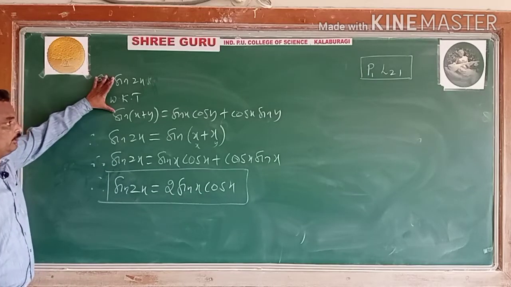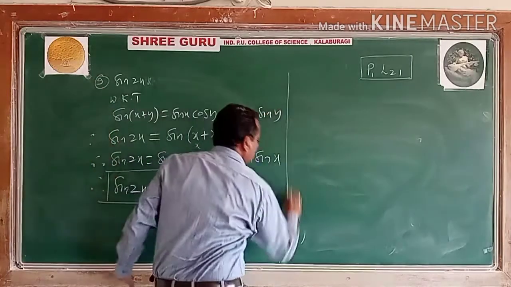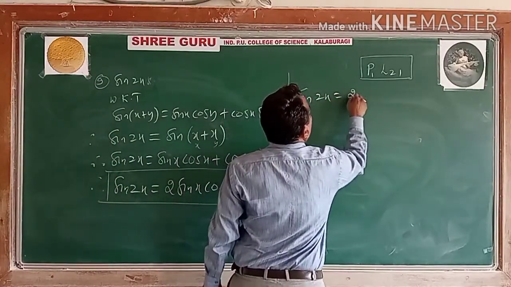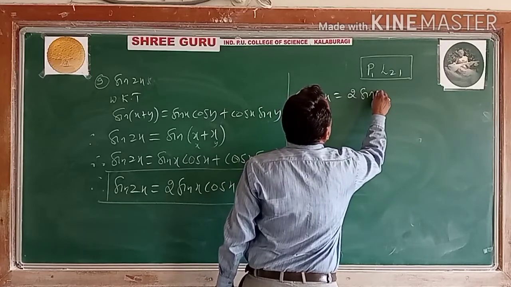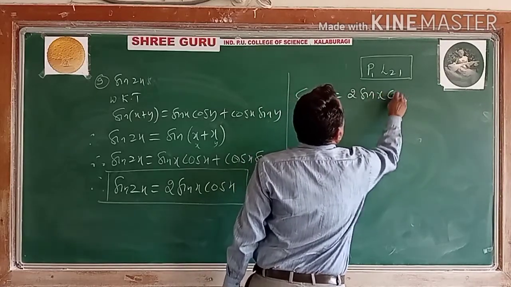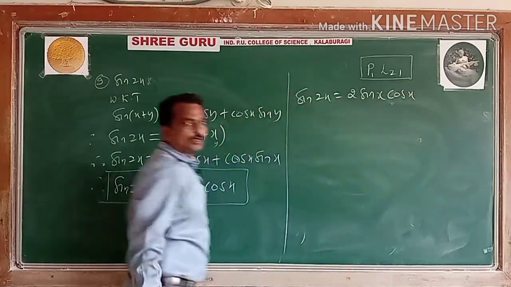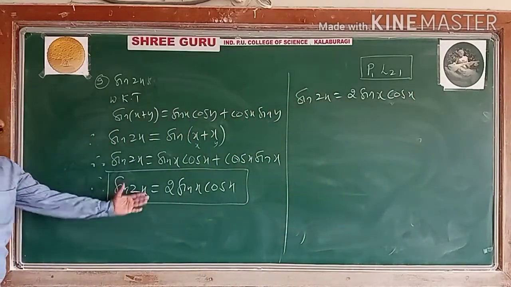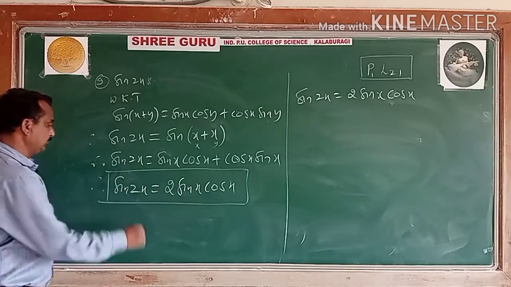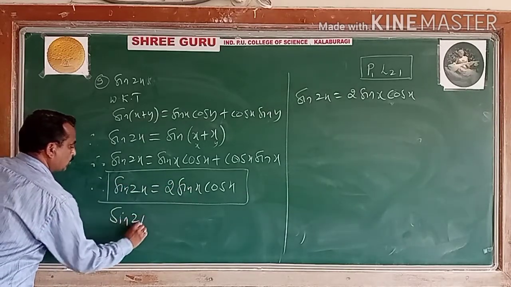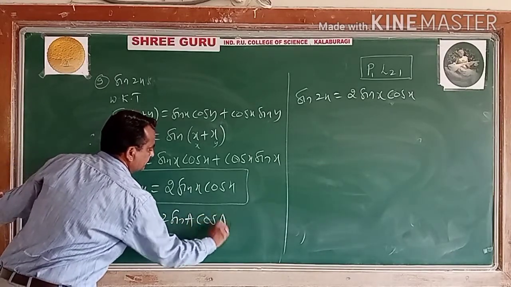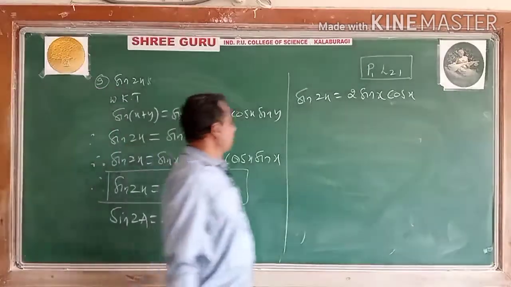Using this formula, we will now prove it in terms of tan also, students. What do you know? Sin 2x equal to 2 sin x into cos x. You have just proved this result. Or sin 2a equal to 2 sin a into cos a.